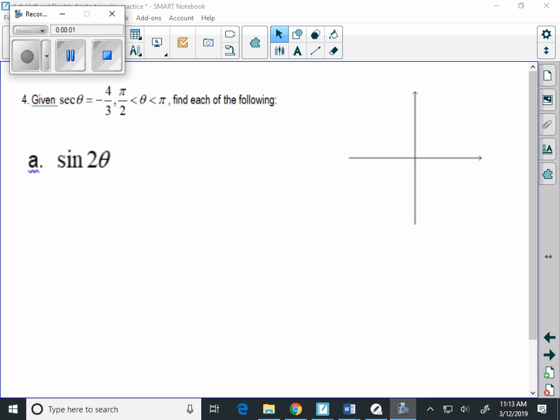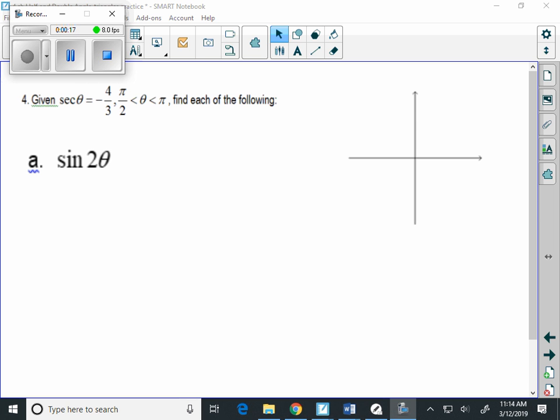Number 4. Given that the secant of theta equals negative 4 thirds, and we're going to work in the quadrant where theta is between pi over 2 and pi, we're going to find each of the following values, starting with the sine of 2 theta.